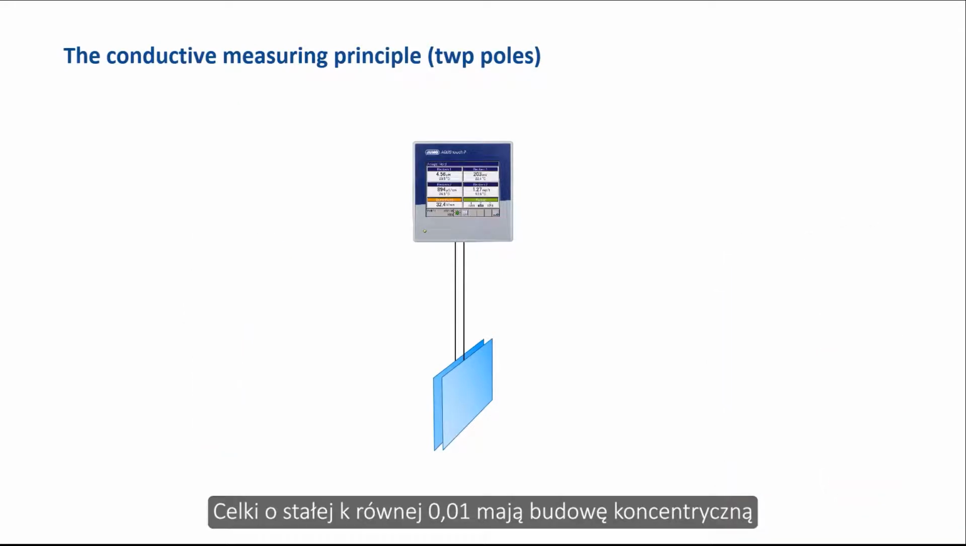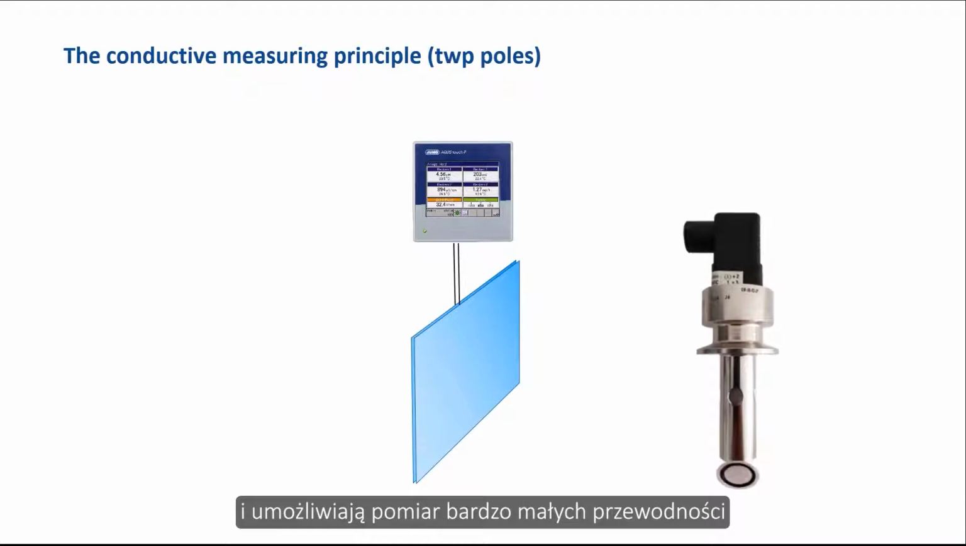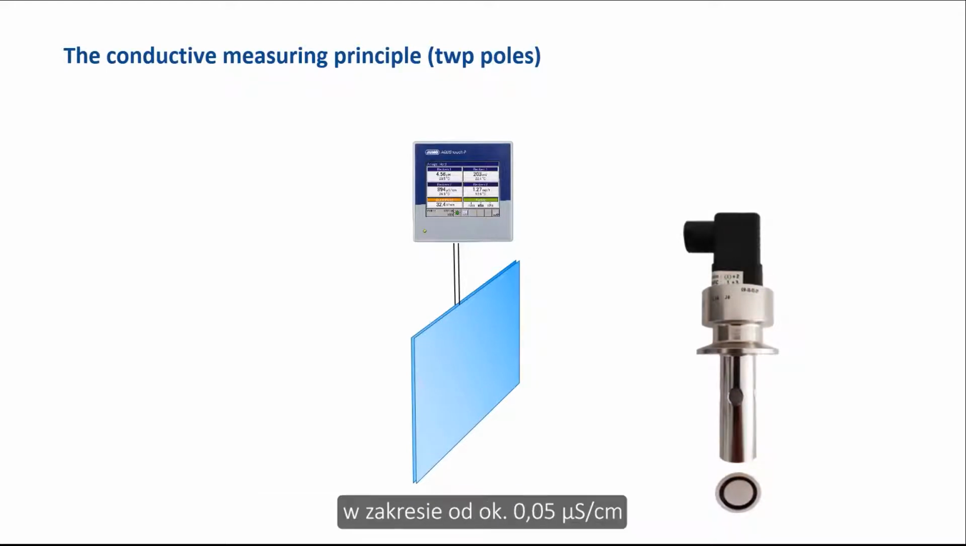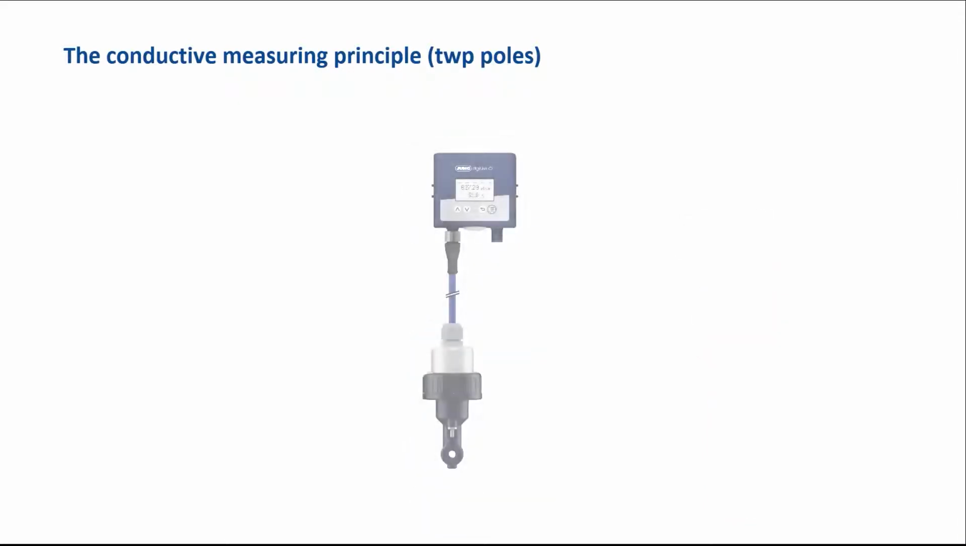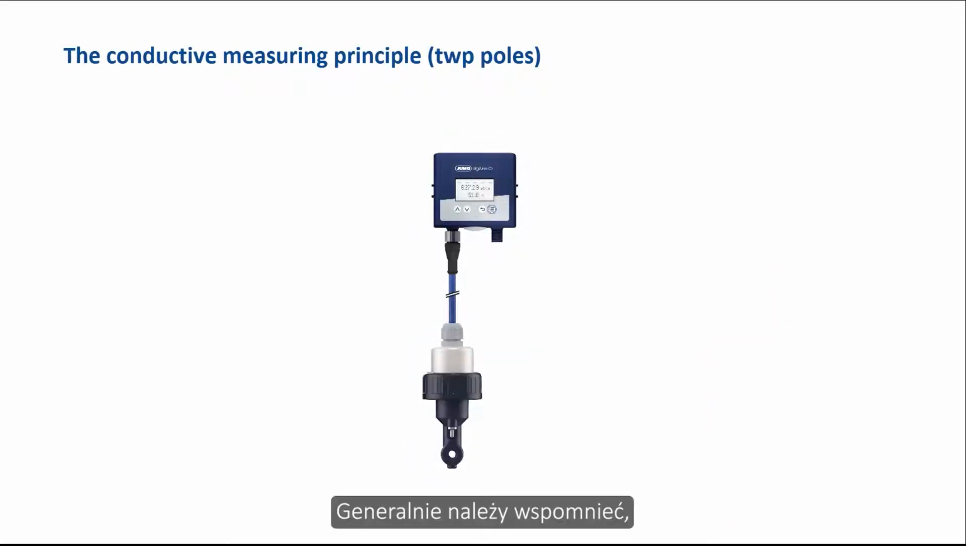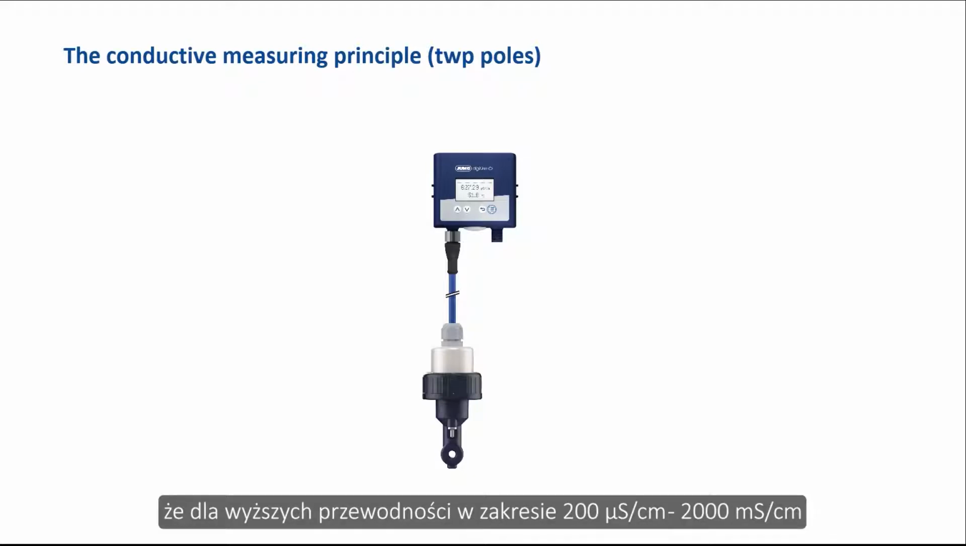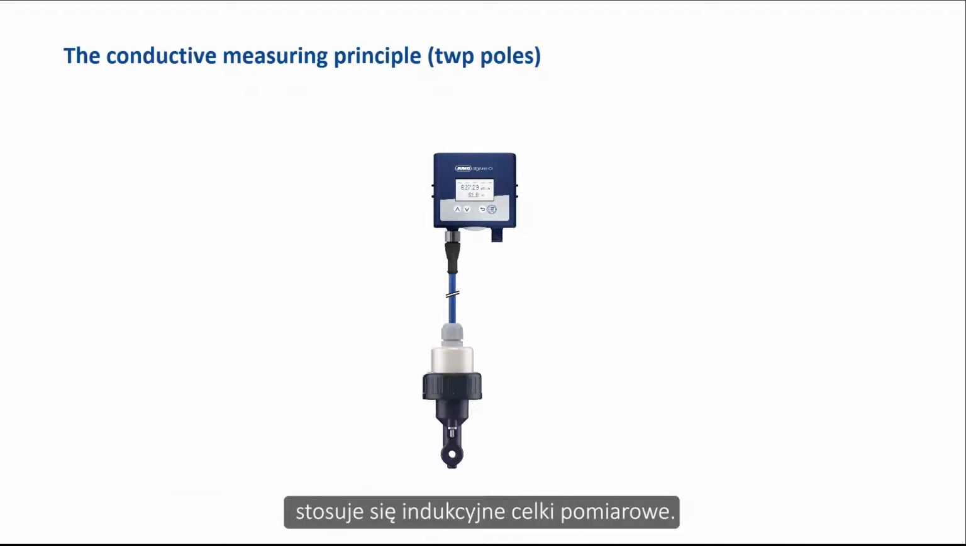Cells with a cell constant of 0.01 have a concentric structure and enable the measurement of very small conductivities in a range from approximately 0.05 microsiemens per centimeter to 10 microsiemens per centimeter. Generally, it should be mentioned that for higher conductivities in the range of 200 microsiemens per centimeter to 2000 millisiemens per centimeter, inductive measuring cells are used.